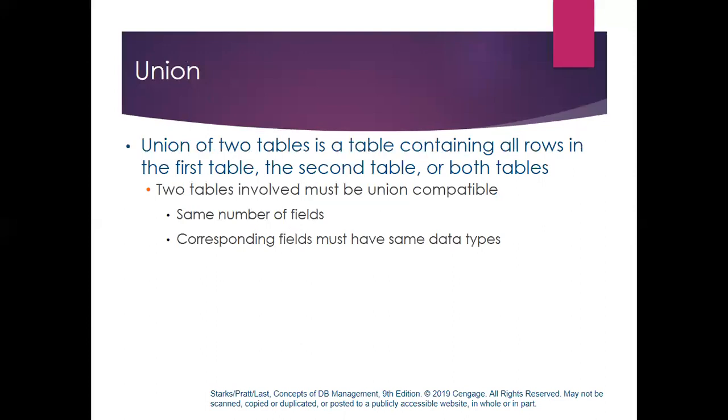As we discussed in Module 2, the union of two tables is a table containing all rows that are in the first table, all rows that are in the second table, or both tables. Note that the two tables involved in a union must have the same structure or must be union compatible. That is, they must have the same number of fields and their corresponding fields must have the same data types. Please see pages 114 to 116 of the textbook for additional information.